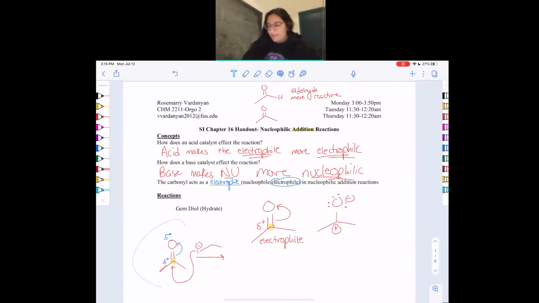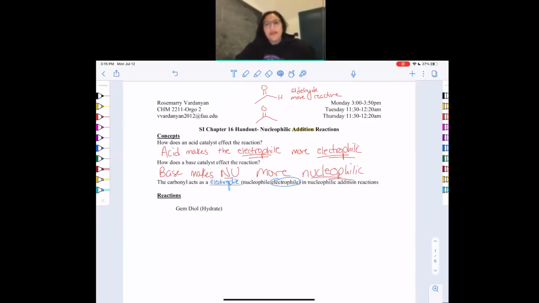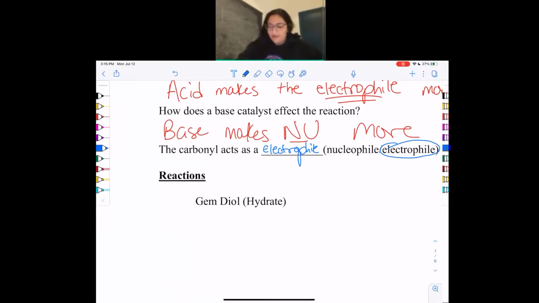All right. Okay, so the first reaction we're going to talk about is called the gem diol. And before we do the actual reaction, I do want to point out gem is short for geminal. So what did geminal mean? We covered it a couple weeks ago. Twins, same carbon. Yeah, exactly. Geminal means on the same carbon. And diol just means dialcohol. So we are going to have a product that has two alcohols on the same carbon.